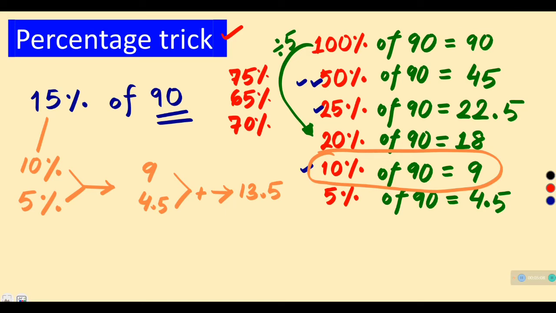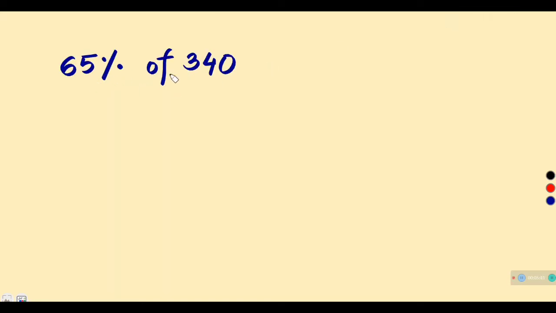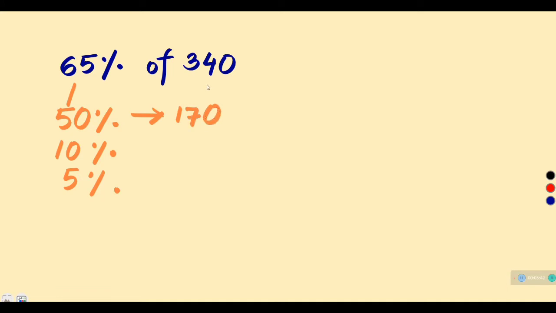Now moving on to the next. 65% of 340, a big number. So 65% can be obtained by 50%, and then 10%, and then 5%. This is easy. So what is 50% of 340? 50% means half of this number. Half of this number is 170.